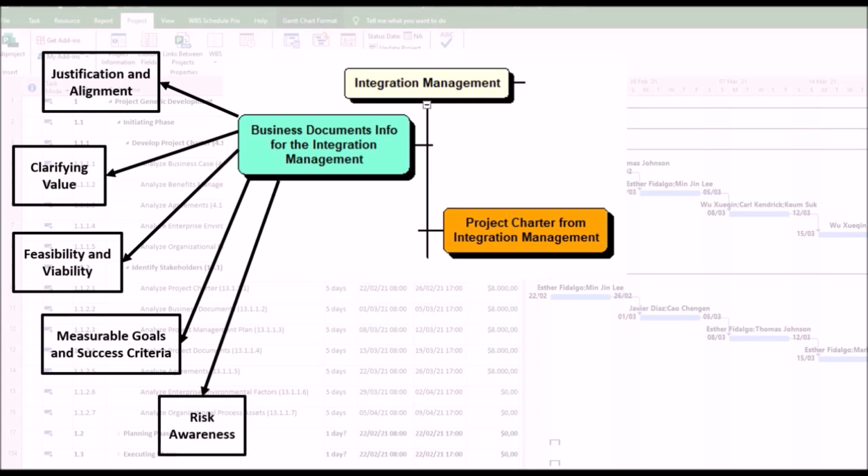5. Risk awareness. Business documents highlight potential risks, challenges, and constraints that could impact the project. This ensures that stakeholders are aware of potential issues from the outset, allowing for proactive risk management. 6. Resource allocation. The business case and other financial documents justify the allocation of resources, budget, personnel, and equipment to the project. Without this justification, it may be difficult to obtain the necessary approvals and funding.